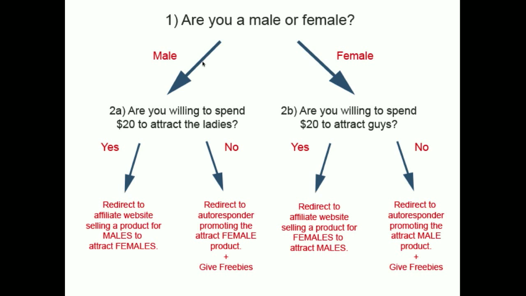If they answered yes to the second question, I will forward them to an appropriate affiliate website selling a product on the dating niche. If they answered no to the second question, I will forward them to my autoresponder where they can opt in, which I will give them a free gift, as well as send them several email sequences over several days to try to sell them the dating product.